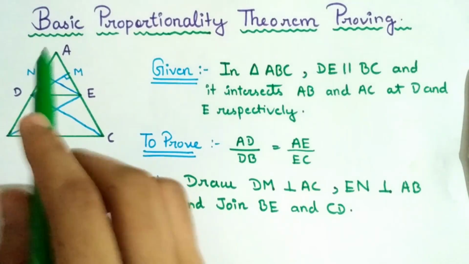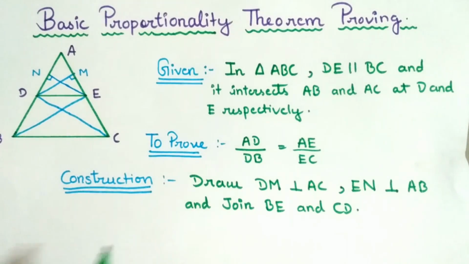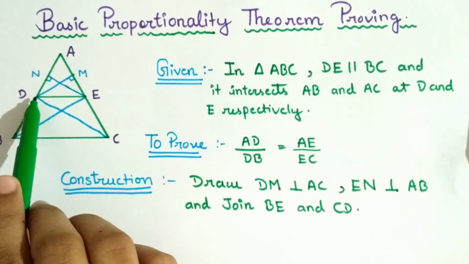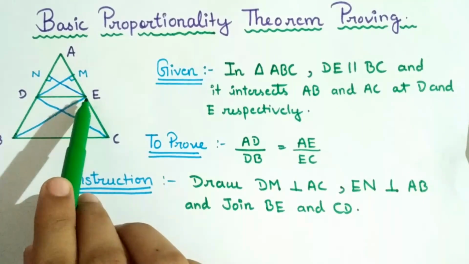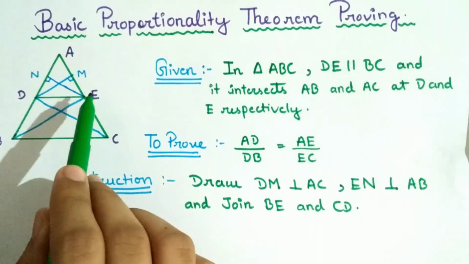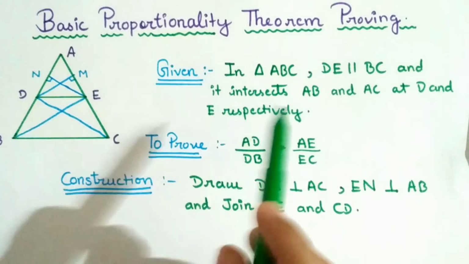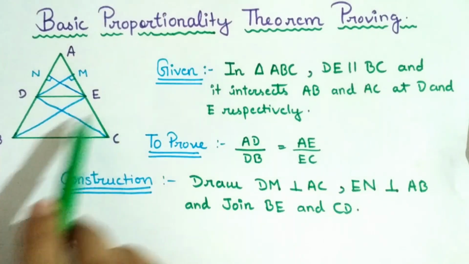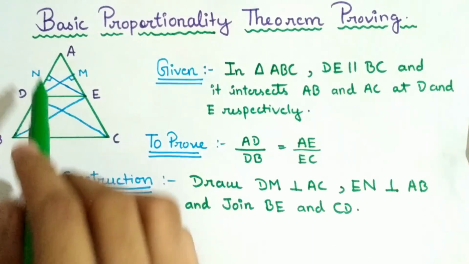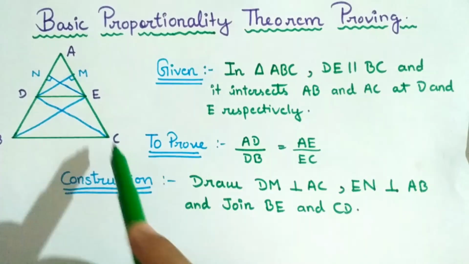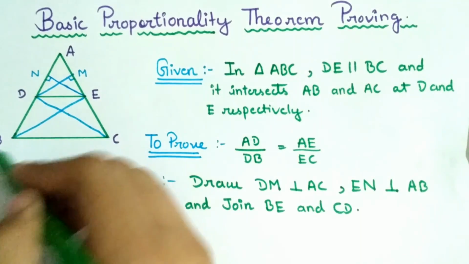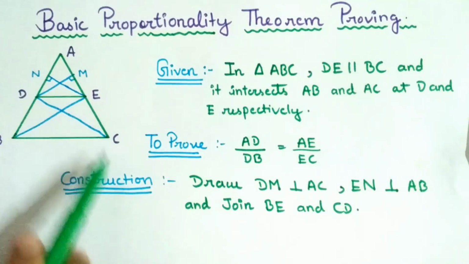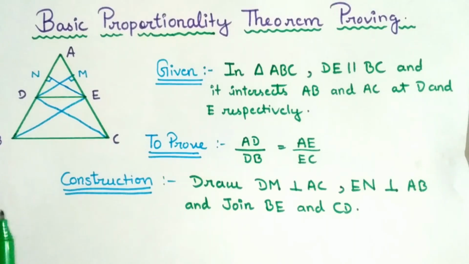This is triangle ABC. In this triangle, a point D and a point E are there, and we have joined them so that DE becomes parallel to BC. Whatever we are given: in triangle ABC, DE is parallel to BC and it intersects AB at D and AC at E. And what we have to prove is AD by DB is equal to AE by EC. Means we have to prove the proportionality.